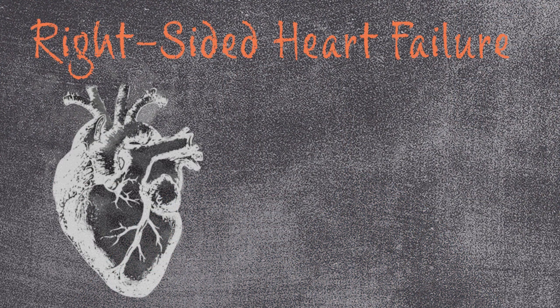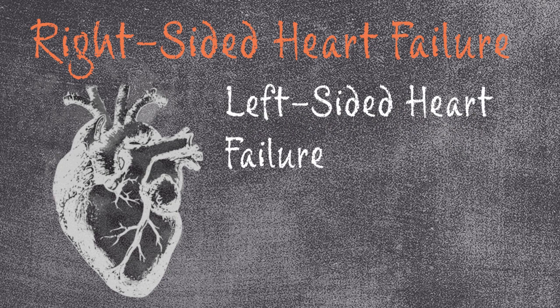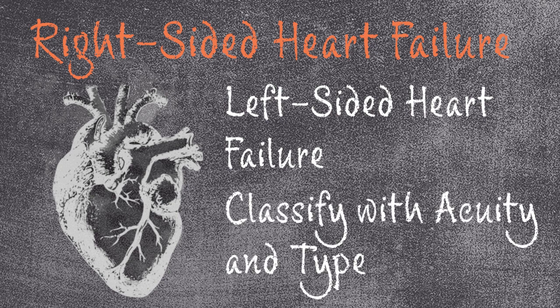Now for a quick note on right-sided heart failure. The key to correct documentation on right-sided heart failure is to tie it to an etiology. And as all of you know, the most common etiology is left-sided heart failure. So as long as you tie the right-sided heart failure to the left-sided heart failure and classify the left-sided heart failure with an acuity and a type, you should avoid a query.